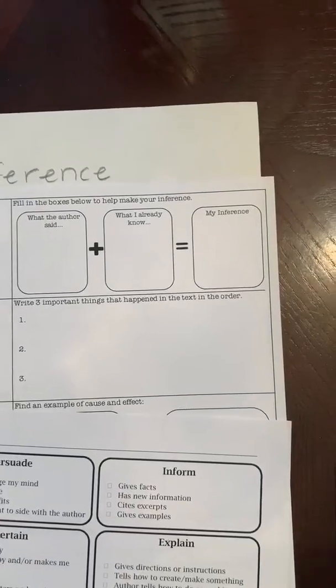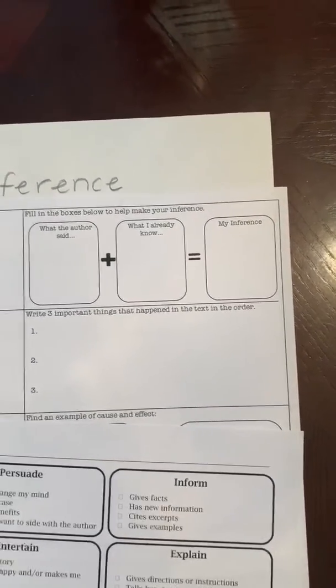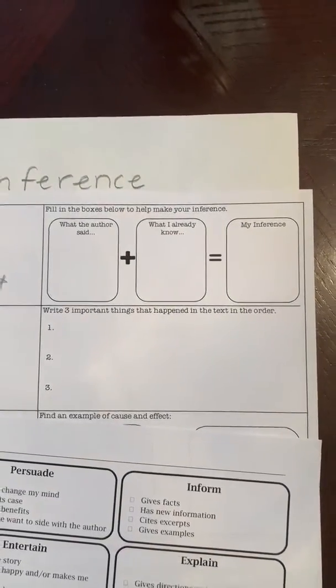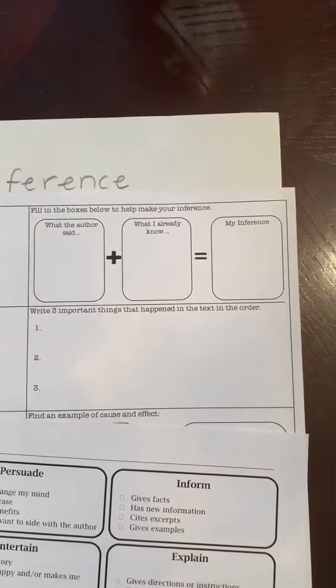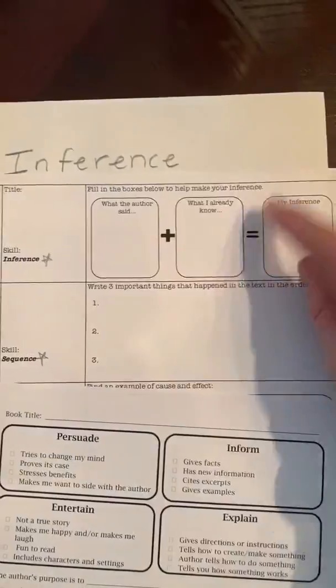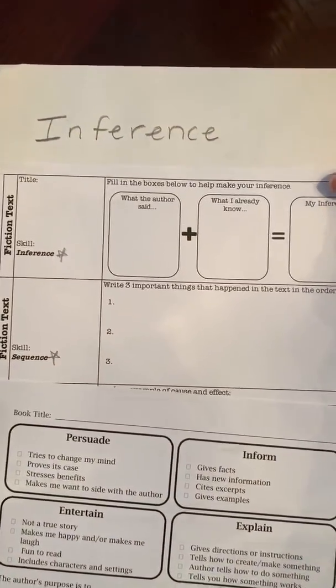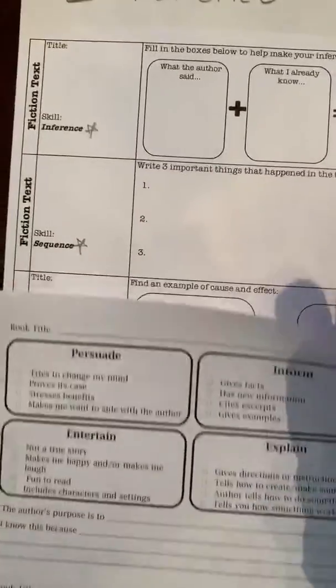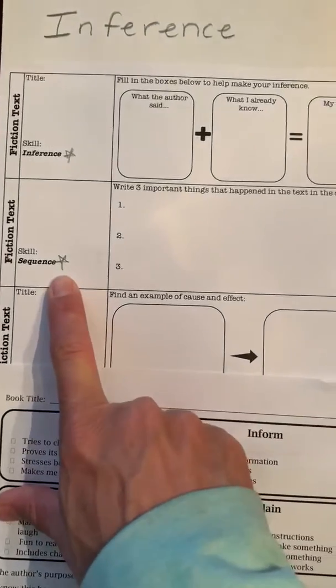I would stop and say, make an inference, and you would make a very educated guess based on what the author was telling you and what you already know. So that one is what we would use for inferences. That's a really quick review. Sequencing, we've been doing, like I said, for a very long time.